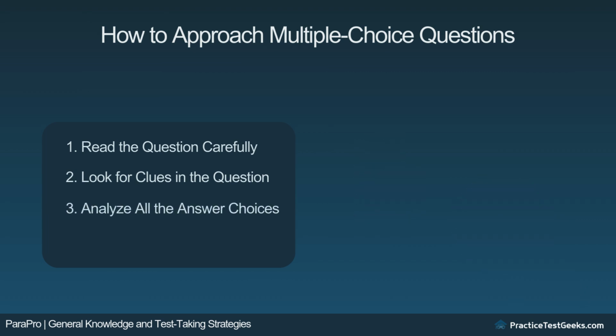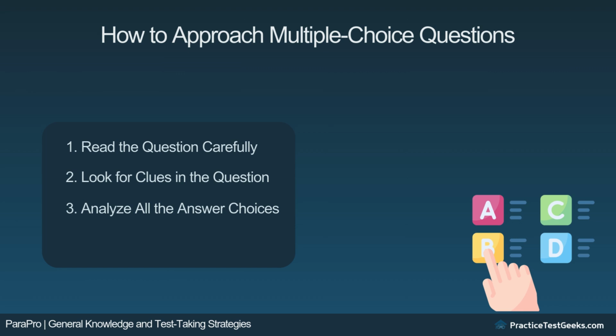Step 3. Analyze all the answer choices. Avoid rushing. Read all of the answer choices before selecting one. Sometimes, the first choice may seem correct, but a better option may appear later. Eliminate obviously wrong answers. Often, one or two choices will be clearly incorrect. Eliminating these helps improve your chances of choosing the correct answer.